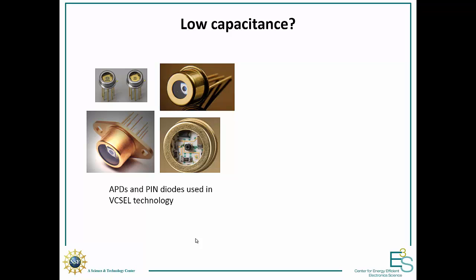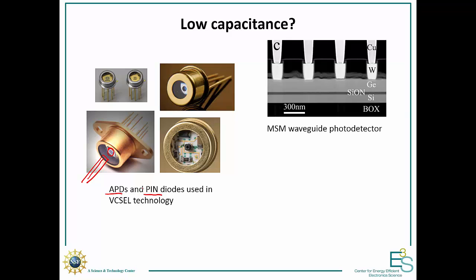So, what's low capacitance? Well, in most of today's systems, we use both avalanche photodetectors and PIN diodes as the receivers. So we put the optical fiber here, and here you have the receiver, and it's either an APD or a PIN diode. These are obviously very big. I mean, you can see them with your naked eye. So they have very large capacitance.